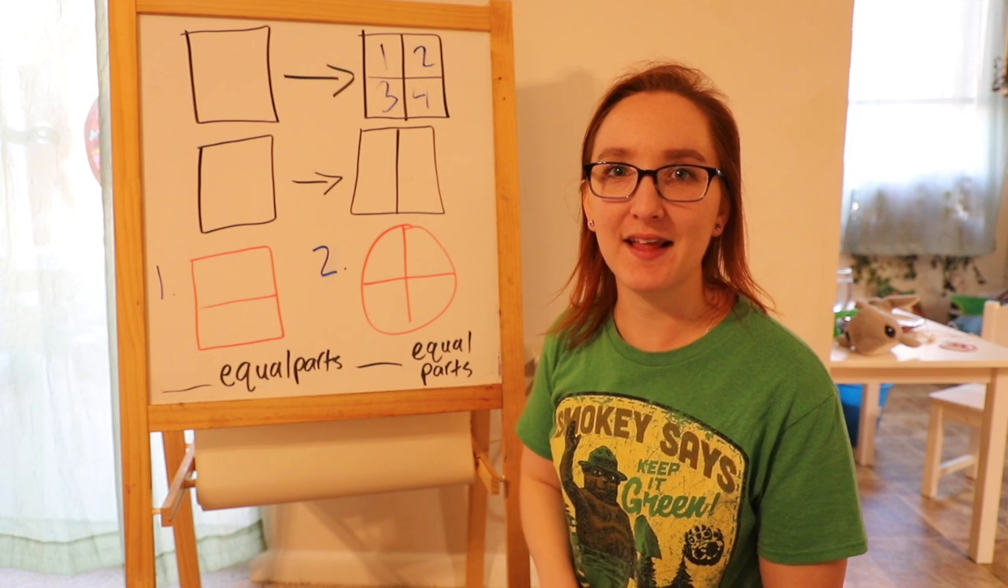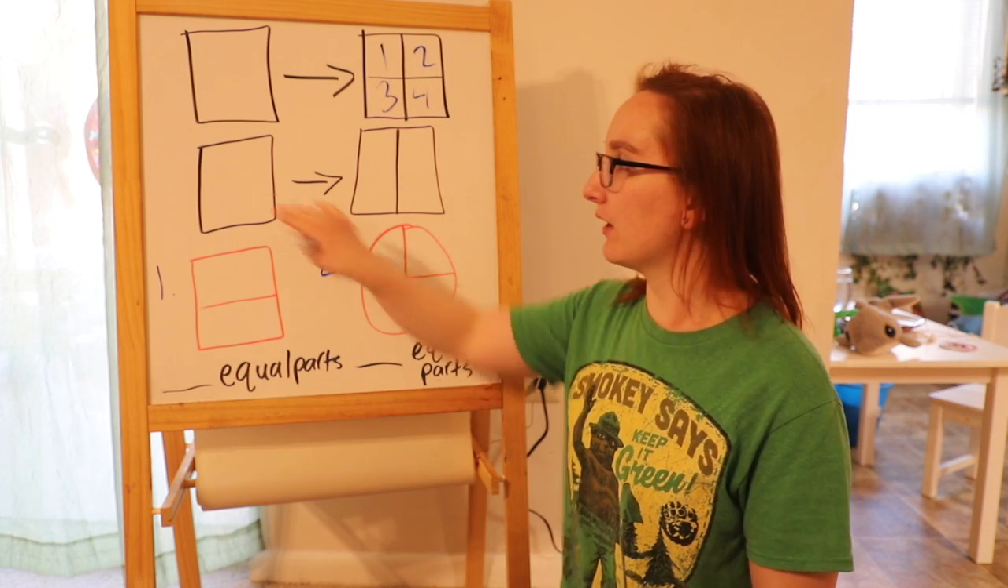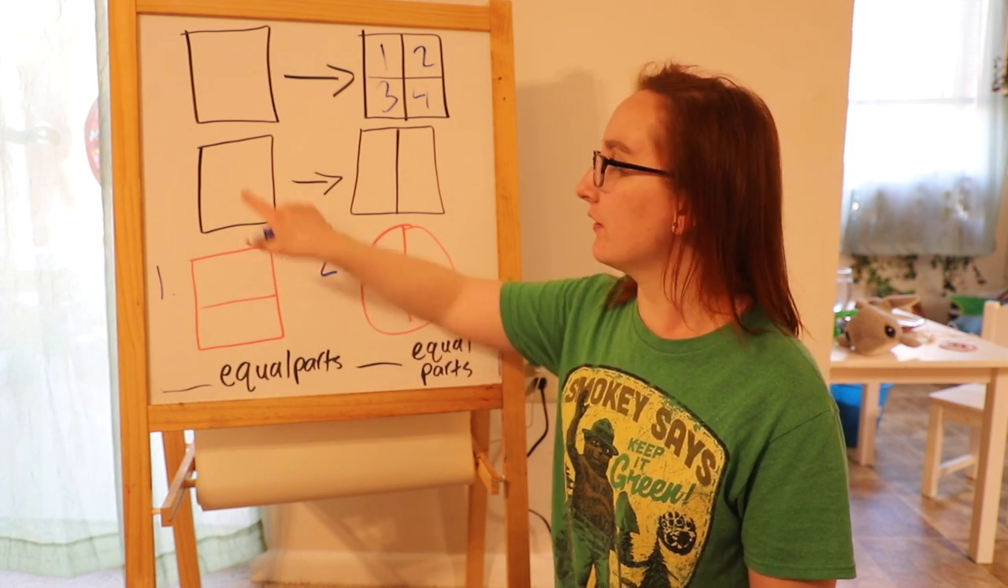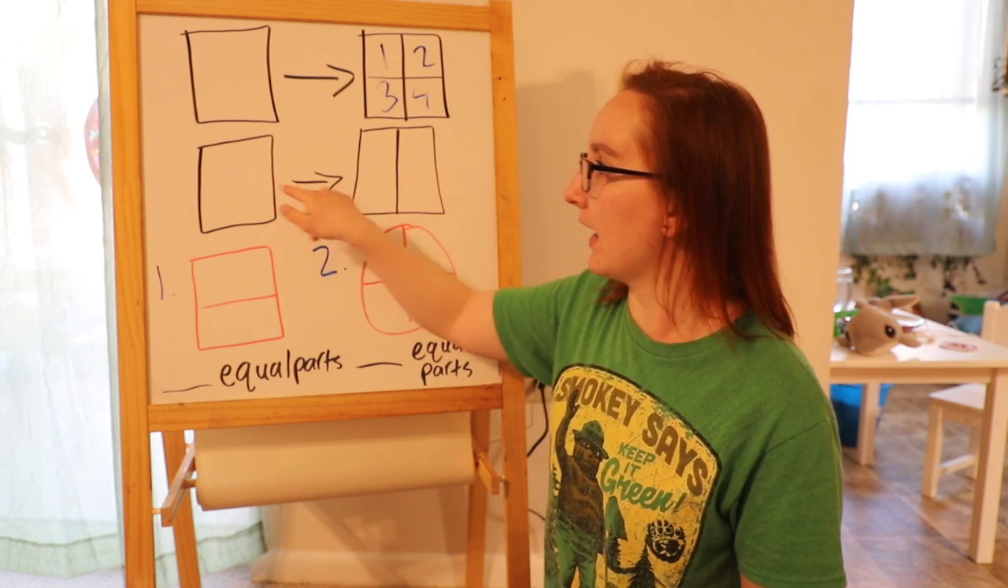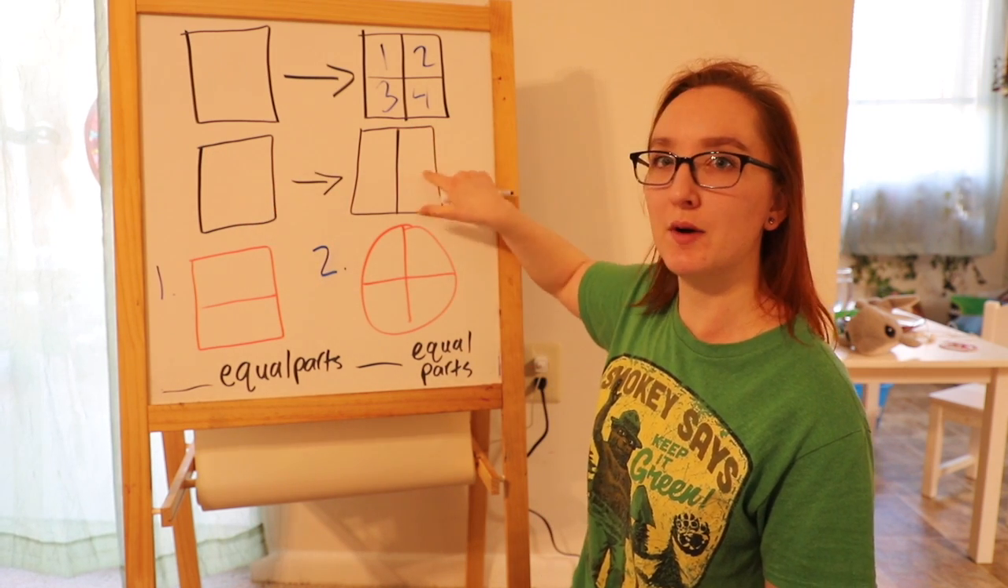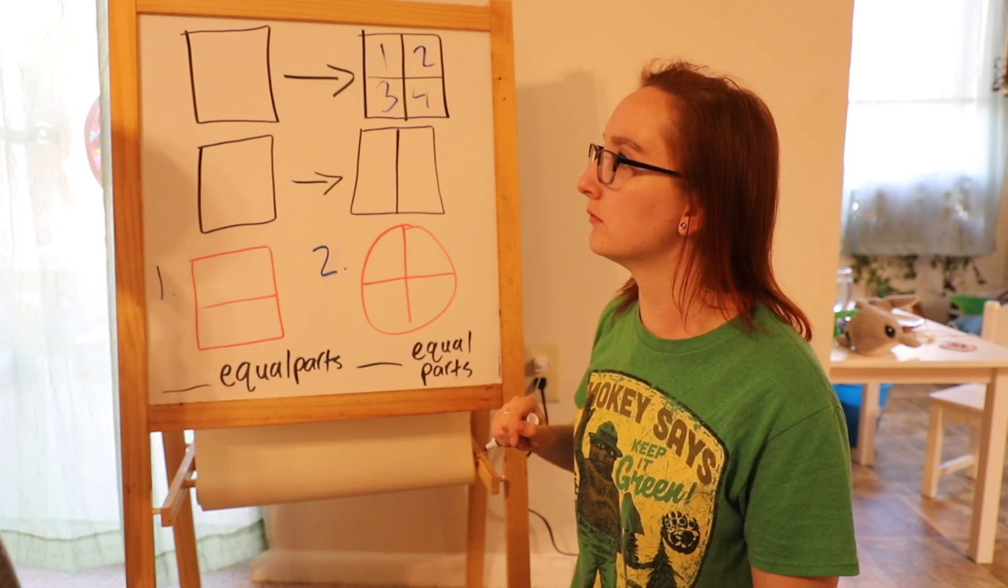After you're finished tracing that one and writing that in, we're going to look at our next square. So they took our regular big square and they turned it into 2 rectangles.